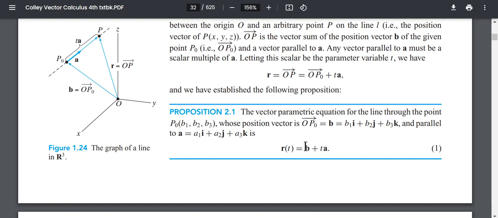It is vector addition because this is a vector and tA is a vector. And that's good because we want to get a vector, r. When you add two vectors, you get another vector, so it's good that we're adding two vectors and getting our vector r. So this is what they wrote here, but instead of calling it b, they called it OP.